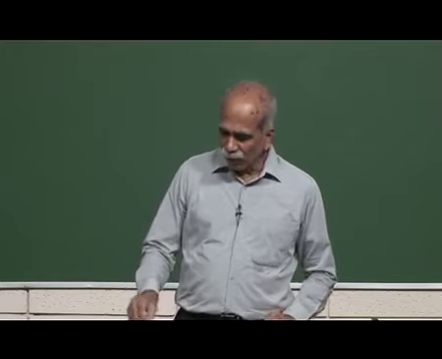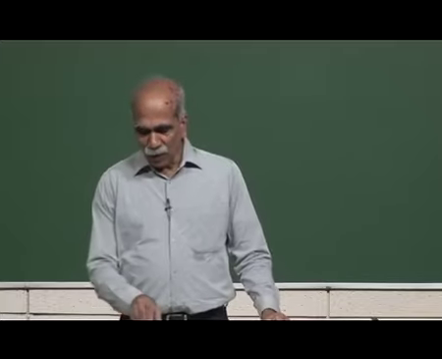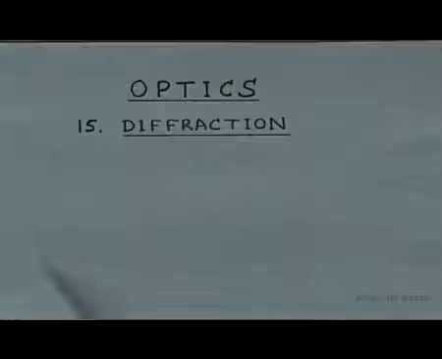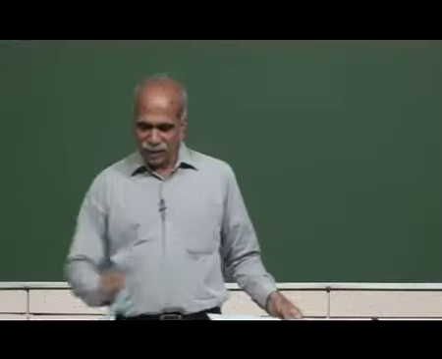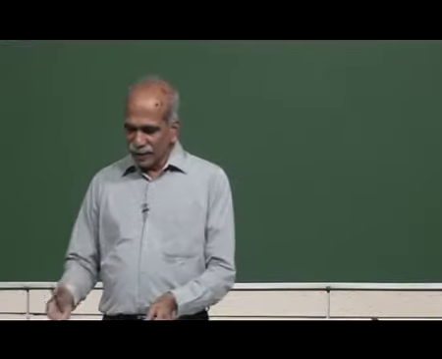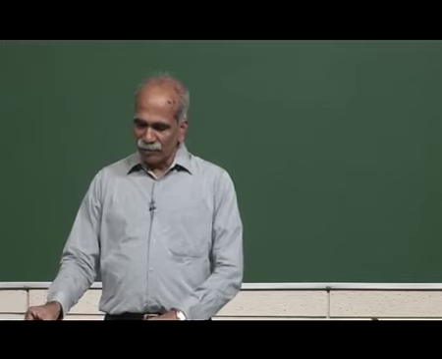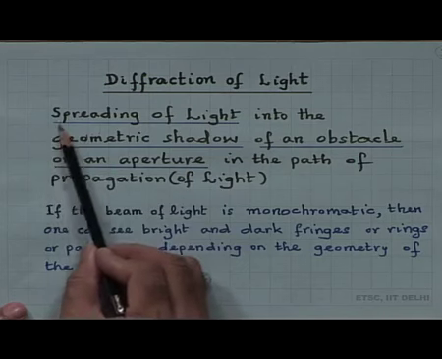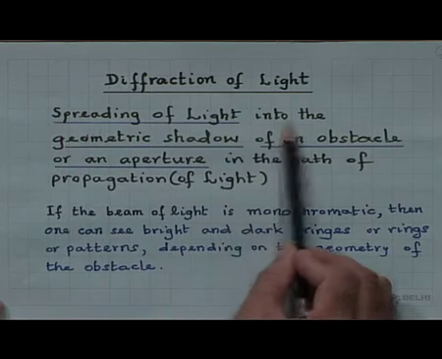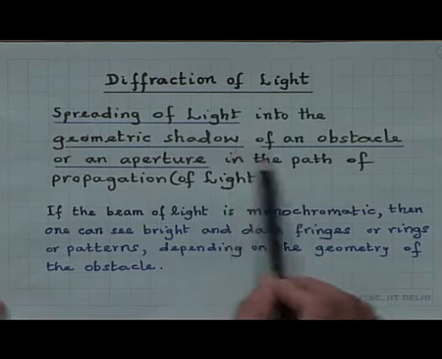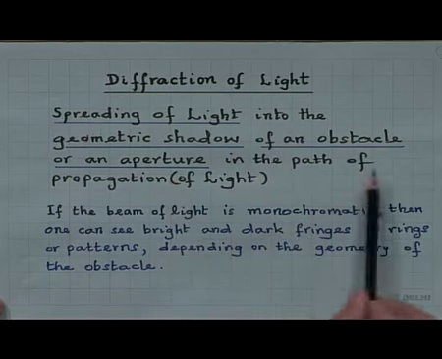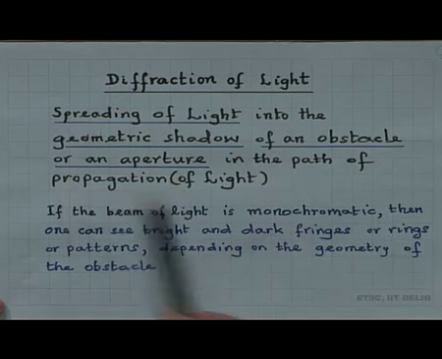So, diffraction of light. Let me first give a sort of definition of diffraction. Diffraction of light refers to the spreading of light into the geometric shadow of an obstacle or an aperture in the path of propagation of light.